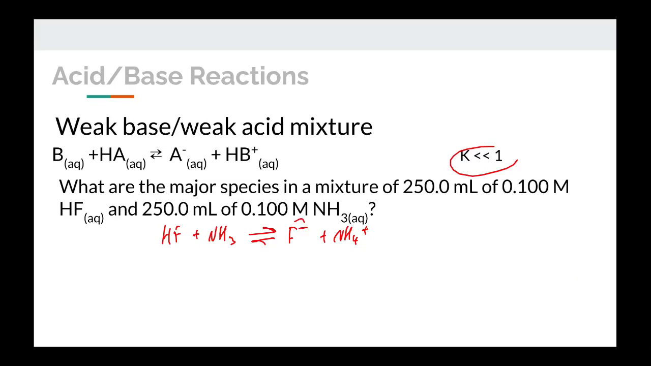So because we are not going to produce very much F minus, and we are also not going to produce very much NH4 plus, this mixture is going to mostly consist of, when it reaches equilibrium, the water that's the background for everything, and HF, and NH3, and very little of anything else.